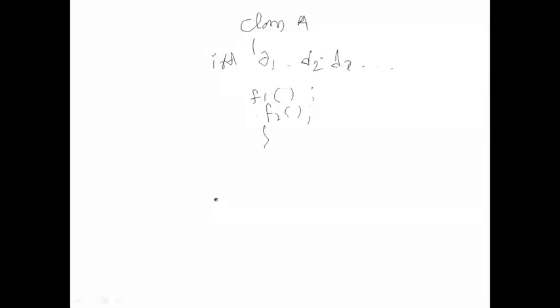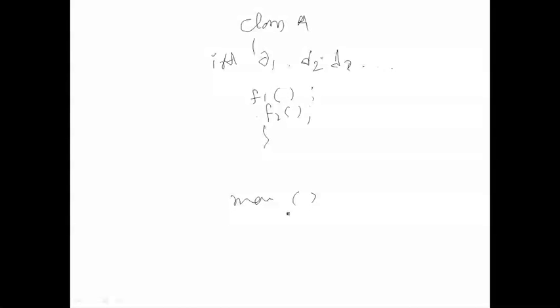So we go to the next section, called arrays of objects. Like other integer variables, we can create arrays, so we can create arrays of objects also. Suppose we have a class called A. We have data members d1, d2 and d3, suppose integers, and we have some functions f1, f2.